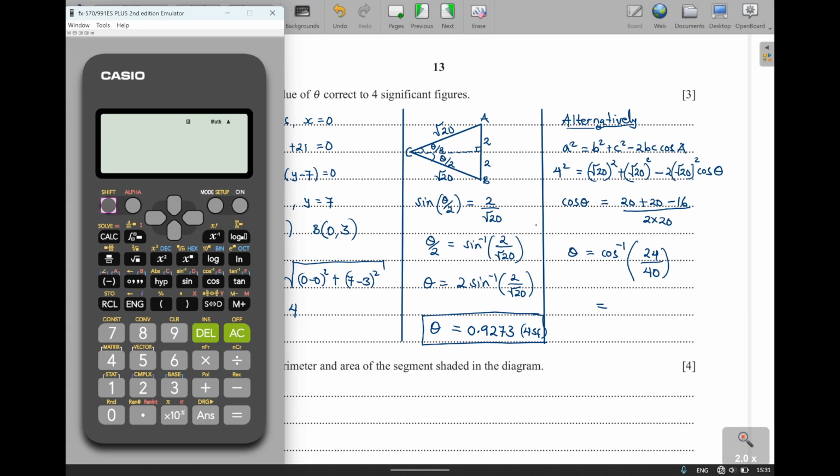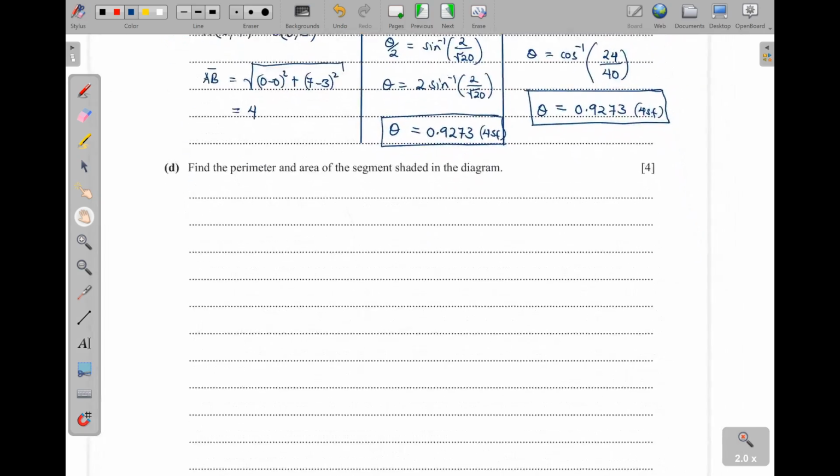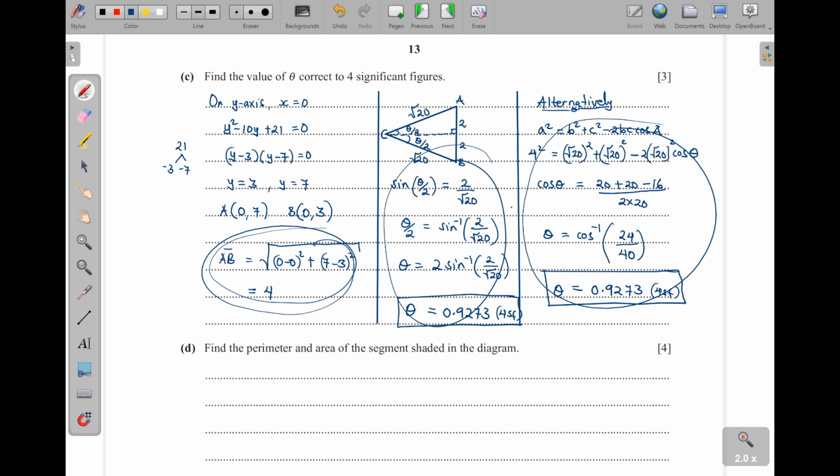So what do we get here? The calculator in radians. Arc cos of 24 out of 40. Does it give us the same answer? Definitely. So that is 0.9273. 0.9273, 4 significant figures in radians. So whichever way you want. But of course, to use this one here, you must have gotten this, okay? After here, then you can use this or you can use this, all right?